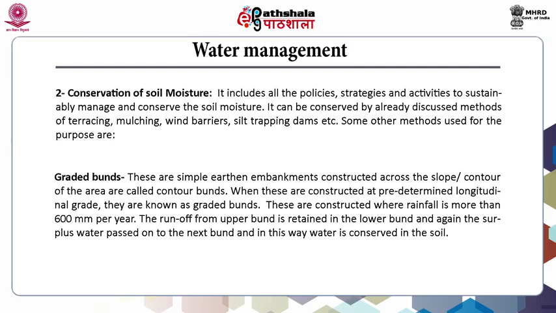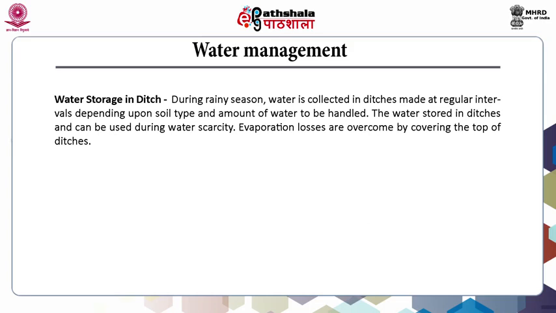These are constructed where rainfall is more than 600 millimeter per year. The runoff from upper bund is retained in the lower bund, and again the surplus water passes on to the next bund, and in this way water is conserved in the soil. Then water storage in ditch. During rainy season, water is collected in ditches made at regular intervals depending on soil type and amount of water to be handled. The water stored in ditches can be used during water scarcity. Evaporation losses are overcome by covering the top of the ditches.